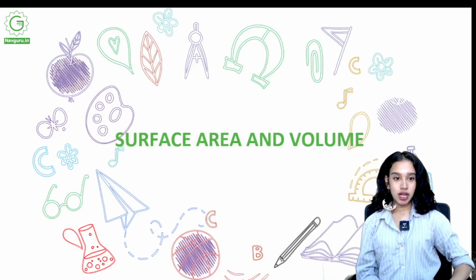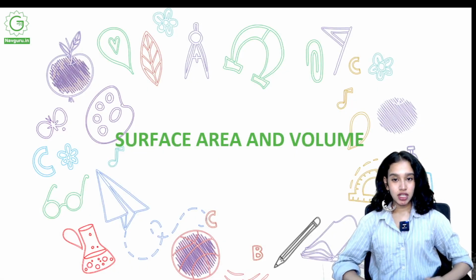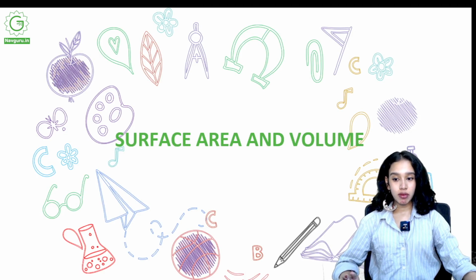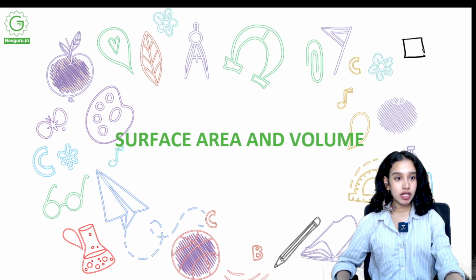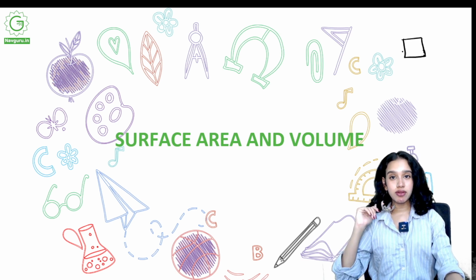Let's start with a new chapter, which is surface area and volume. Just like we know about two-dimensional figures, they are any figures which could be drawn on a plane or represented using a plane. For example, if I am taking a square, this is a two-dimensional figure.